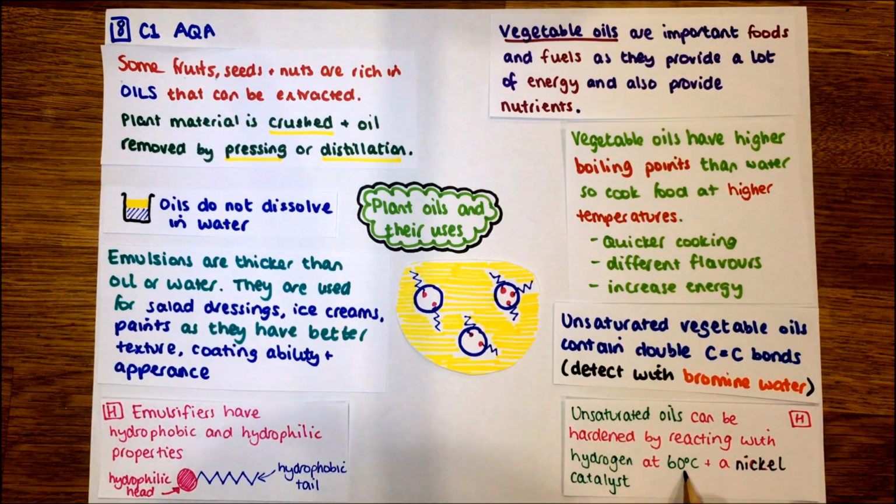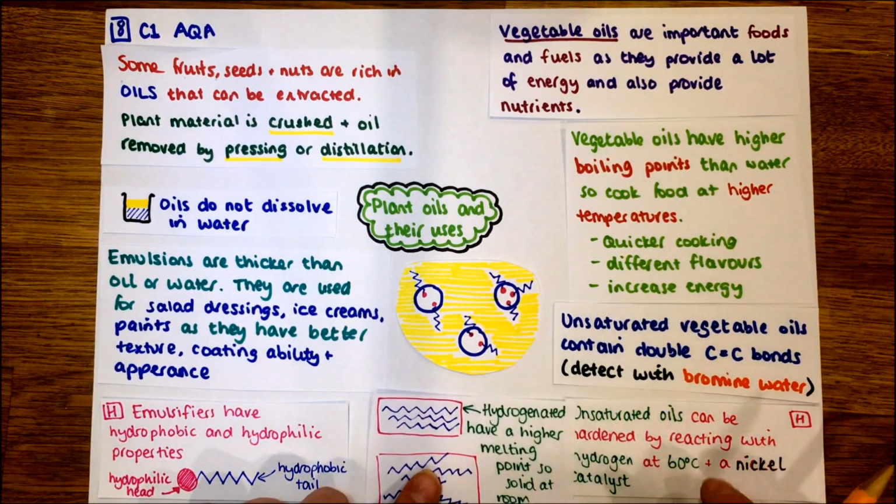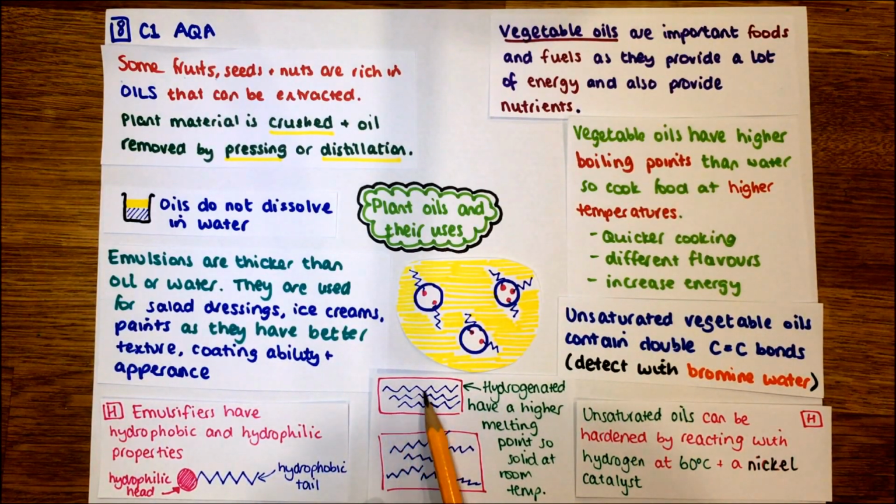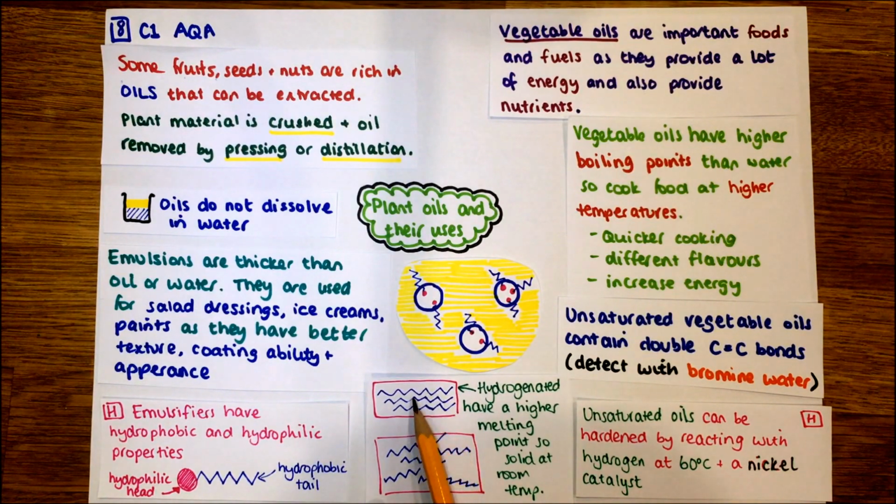We need high temperatures, so 60 degrees C, and a nickel catalyst to do that. The reason why is because if we look at a very simplified diagram, you can see that these chains here are lying much closer together because there are no double bonds. They're really neat, all those single bonds surrounded by all the hydrogen. It's a very neat chain, which means the chains lie close together, so the force of attraction is much greater. To overcome it, you'd have to heat it a lot hotter. So hydrogenated oils or fats have a higher melting point. They tend to be solid at room temperature, so that would be things like your butters, your margarines.